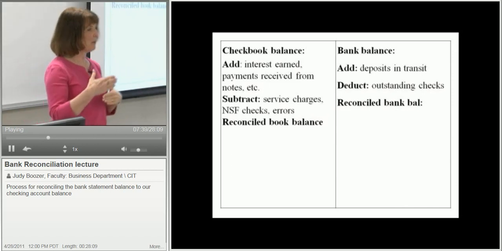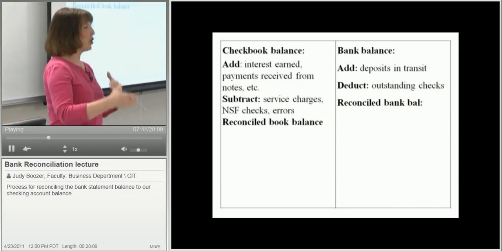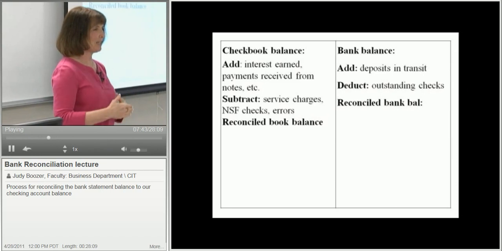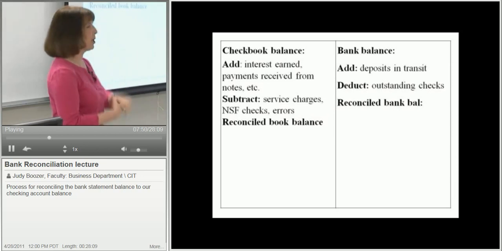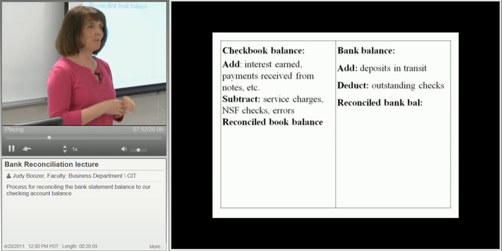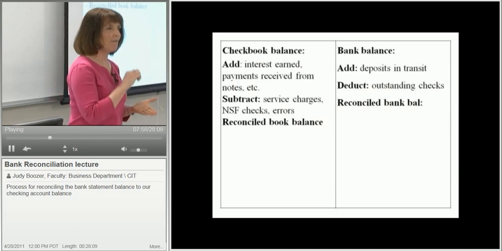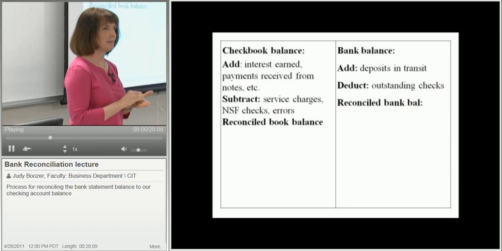When you get your statement from the bank, it has your ending balance at the end of a certain month or a period of time, correct? So that's what you're going to plug into that top number: bank balance as of the statement date. What things will affect that bank balance?